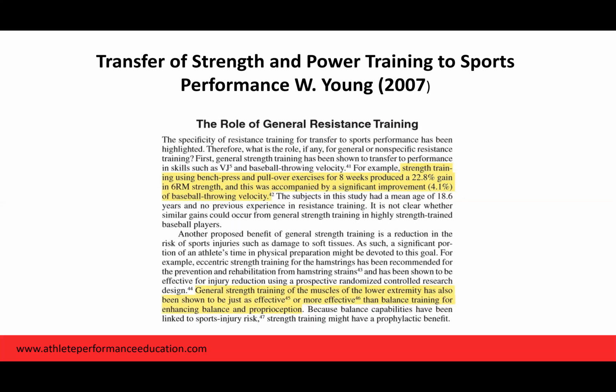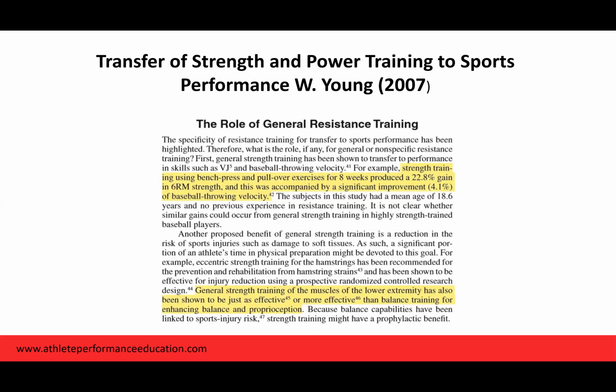So the first thing I want to look at is this study from Warren Young, not so much a study, sorry, actually a review of strength and power training in sports performance. And what this review tells us is some really key findings and summaries of strength training research that's taken place, which shows transference from general resistance training to performance.